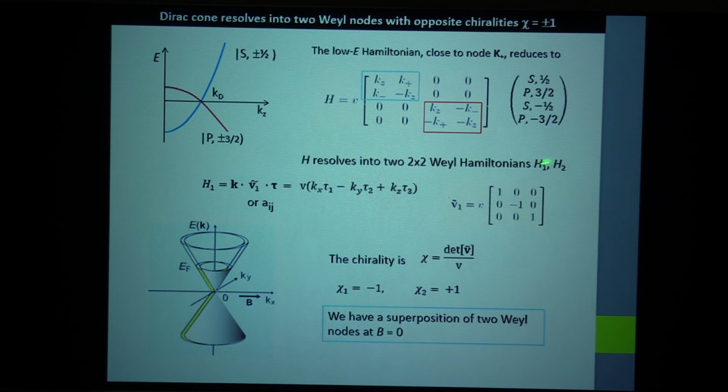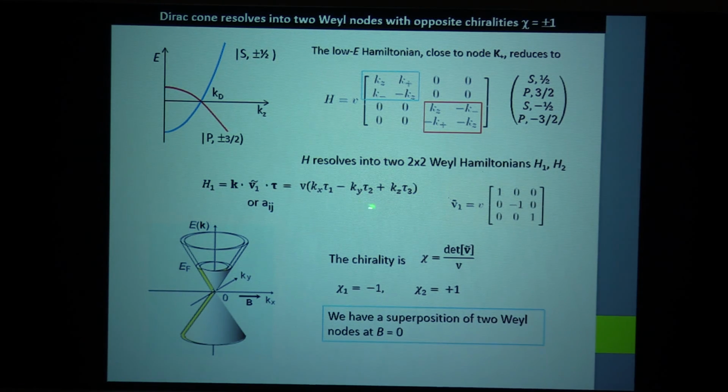So again, you see that the reason why the node is protected is because not only do S and P belong to different irreducible representations, the columns of the character table, so to speak, are also different. So no matrix element can be formed between any of these states. Now, if you take these two by two blocks, let me just take one of them, call it H1.